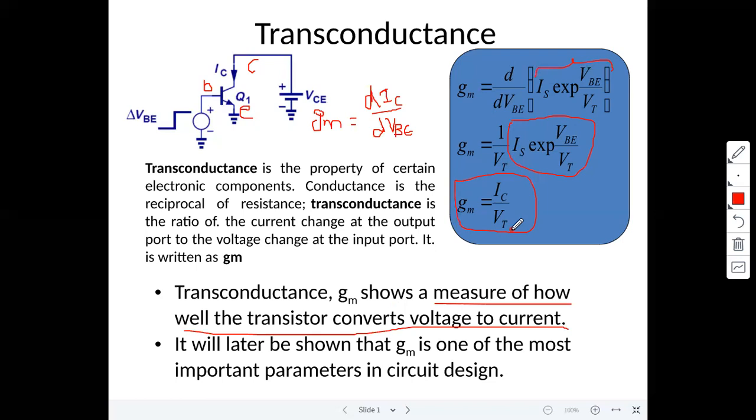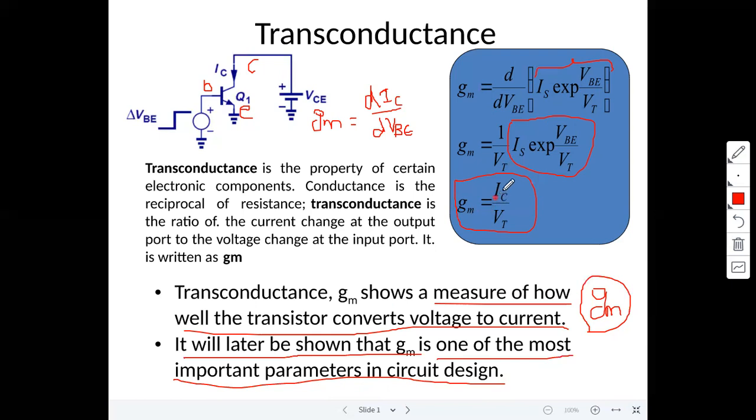And gm is the most important parameter while designing analog circuits, right? It will later be shown that gm is one of the most important parameters in circuit design. Okay, whenever we design circuits like analog circuits, gm is one of the considerable parameters. This effect we study mainly in MOSFET, right? I think that is the fifth unit and sixth unit. We will discuss gm again in MOSFET also, right? Okay, that is the important parameter in circuit design, analog circuit design.